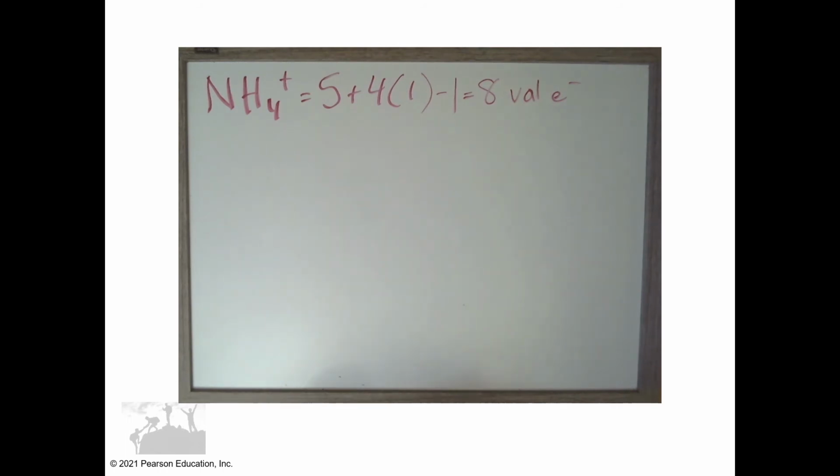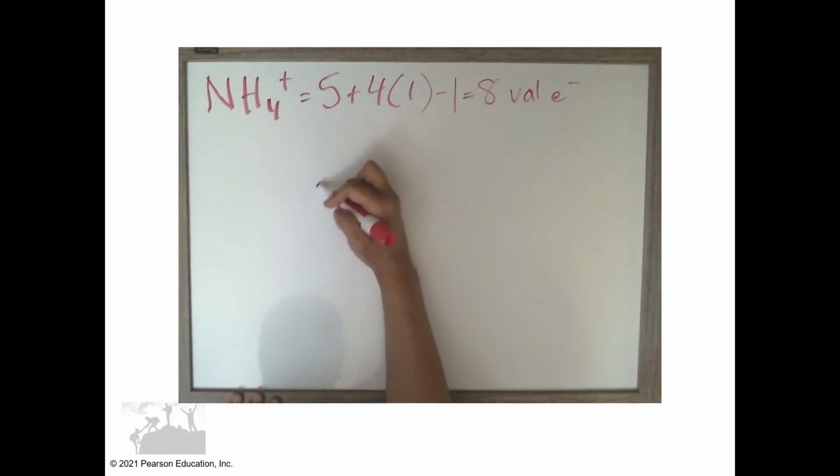Okay, now step 2, let's draw out our skeletal structure. Because hydrogen has to be the terminal atom, nitrogen is going to be our central atom.